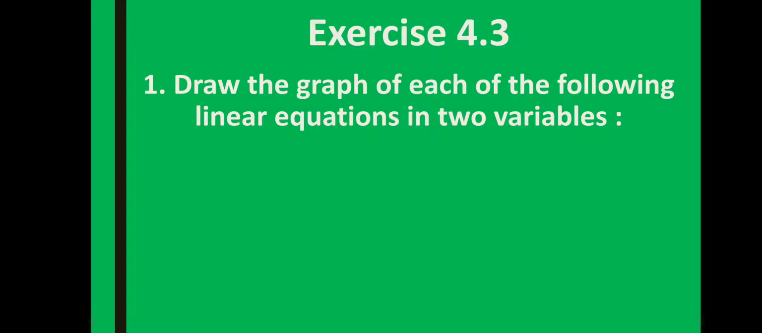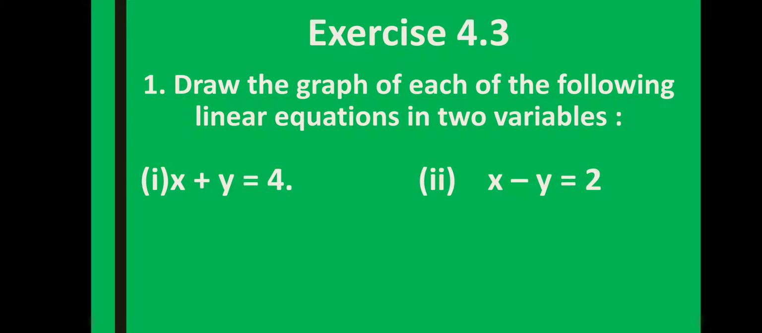Let us start exercise 4.3. The first question is: draw the graph of each of the following linear equations in two variables. So here you have been given linear equations in two variables, and we have to draw the graph for those equations. The first part is the equation x plus y is equal to 4, and the second is x minus y is equal to 2.